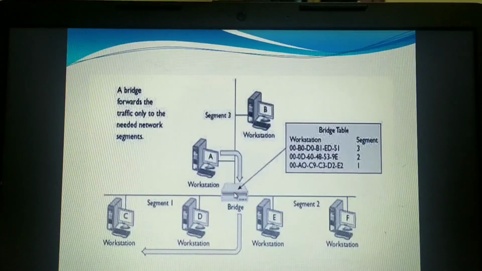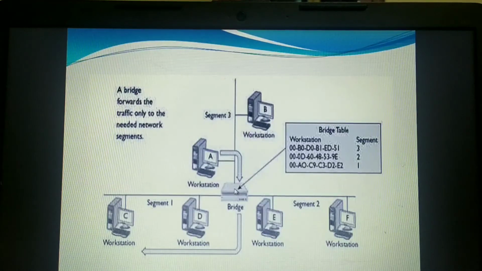Now the bridge is quite smart enough, it knows actually which computer systems are connected to which segment. Now think of one more scenario. This workstation will send a packet where the destination is not there in this network. Destination is not at all there, so it will send a message here. When that packet comes to this bridge, it will again examine the physical destination address. That physical destination address is not there in the bridge table. Then it will block that packet from being forwarded to any of the segments.